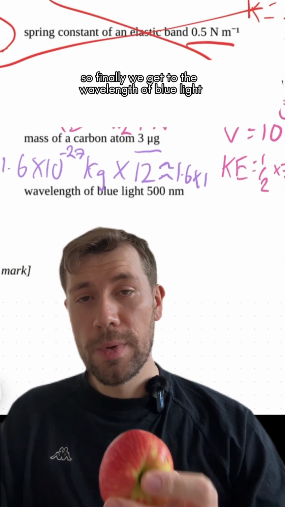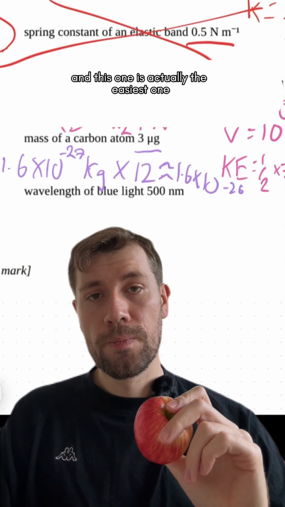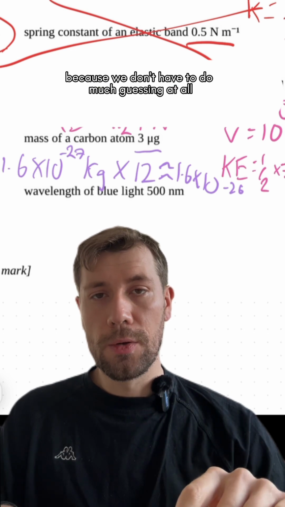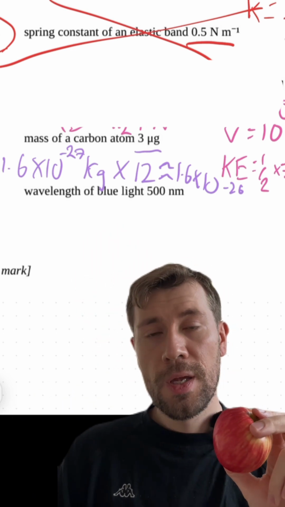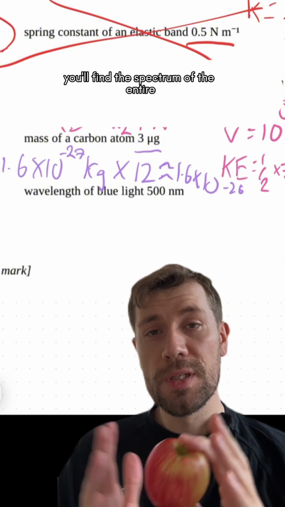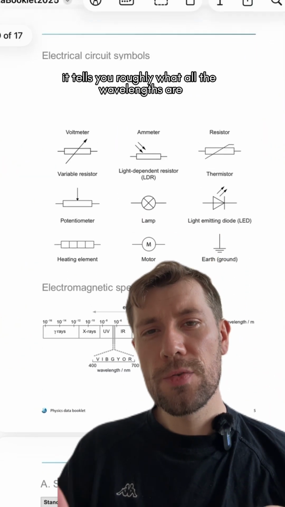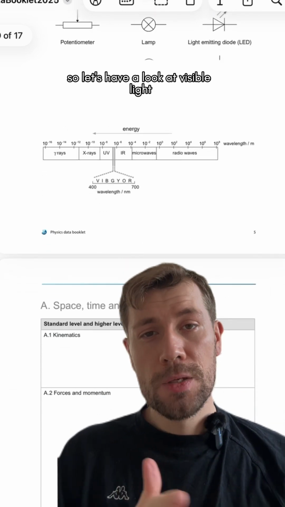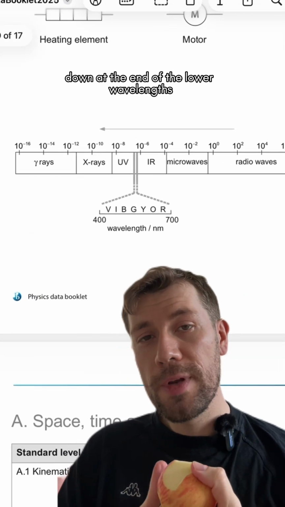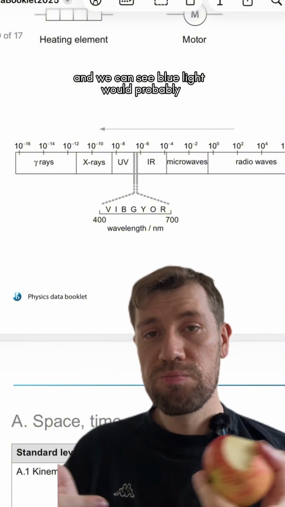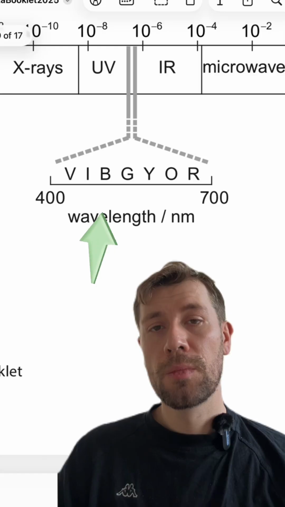So finally, we get to the wavelength of blue light, and this one is actually the easiest one because we don't have to do much guessing at all. Everything we need is in our formula booklet. If you look at the booklet, you'll find the spectrum of the entire electromagnetic radiation. And it tells you roughly what all the wavelengths are. So let's have a look at visible light down at the end of the lower wavelengths, and we can see blue light would probably be somewhere around about 500 nanometers.